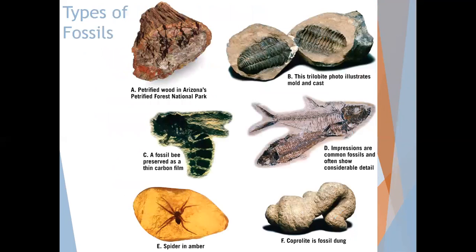Here we see some of the different types of fossils. So there's in A, a picture of petrified wood, which still does look like wood, even though it has become petrified by the addition of silica into its pore spaces. In B, you see both the mold and the cast of a trilobite. In C, a fossilized bee was preserved as carbon film. D, showing impressions with great detail of fossilized fishes. E, showing a spider fossilized in amber. And F, showing fossilized dung.